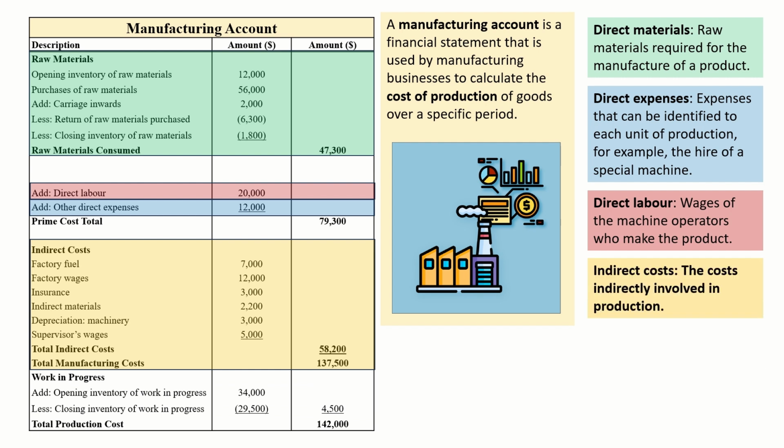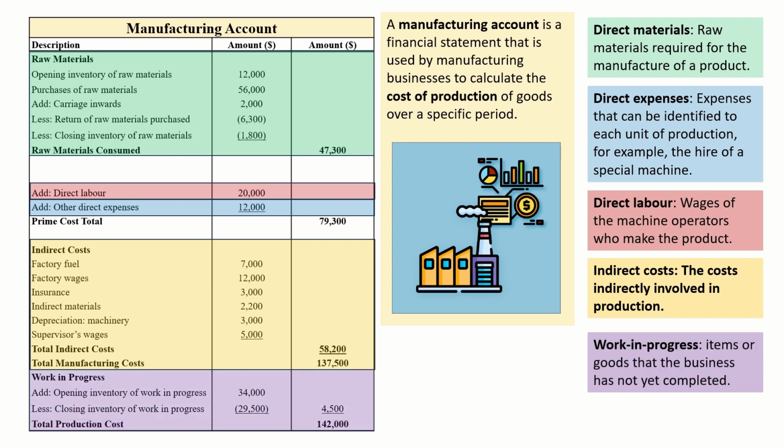Indirect costs. The costs that are indirectly involved in production. Work in progress. Items or goods that the business has not yet completed. Now, we know what the key variables are in order to prepare a manufacturing account.